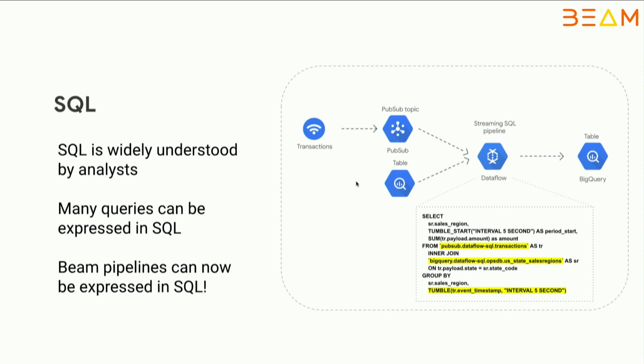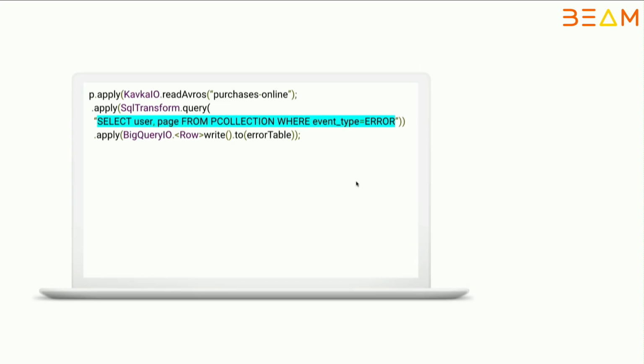SQL is now something that you can express Beam pipelines in, or portions of Beam pipelines. So you can write code like this. Ignore the misspelled KafkaIO. But you can read a PCollection and just apply a SQL transform, and inside there just say select from PCOLLECTION, which is the default name for the input table to this transform.